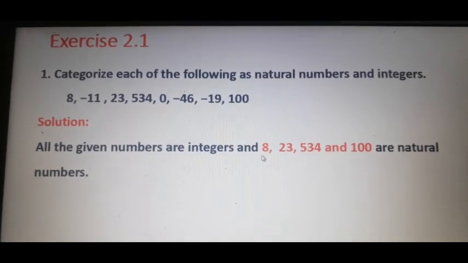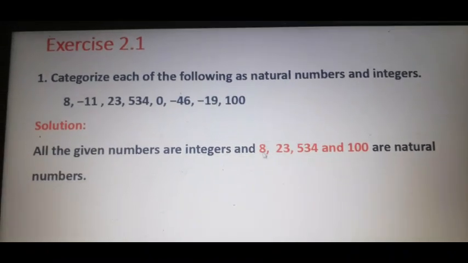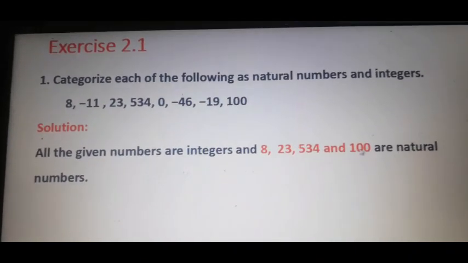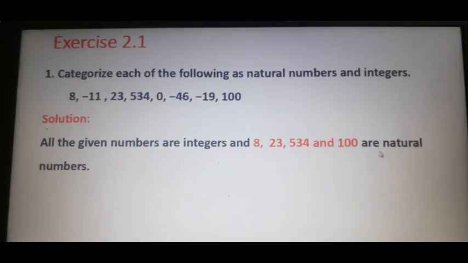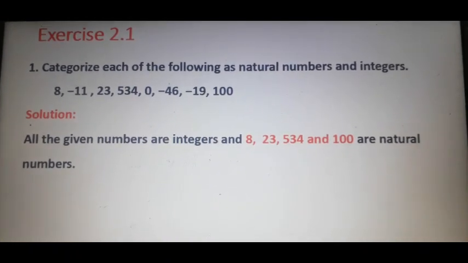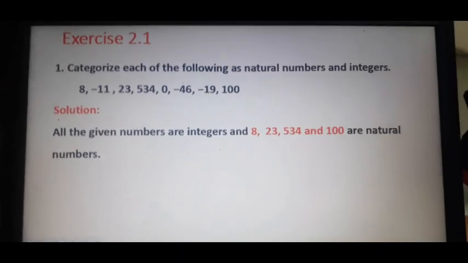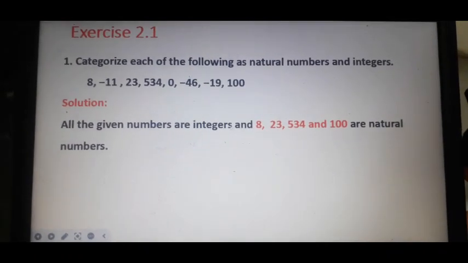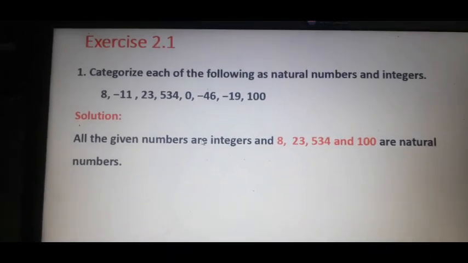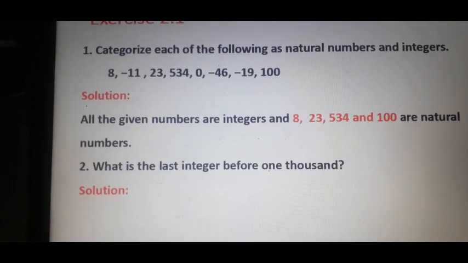But 8, 23, 534 and 100, these are natural numbers. They are natural numbers. A natural number cannot be negative. So these are natural numbers. All the given numbers are integers. What is number 2?